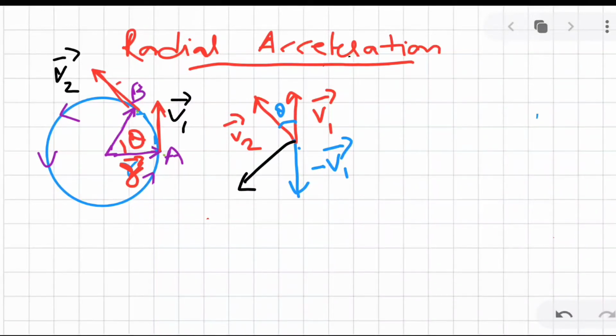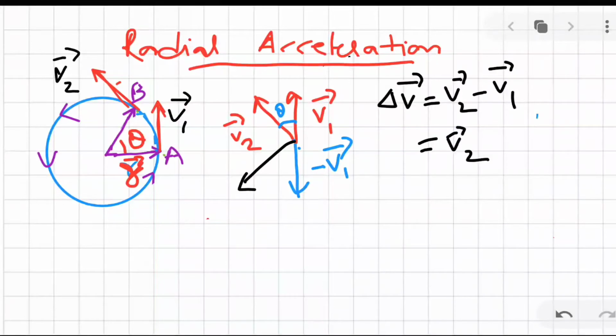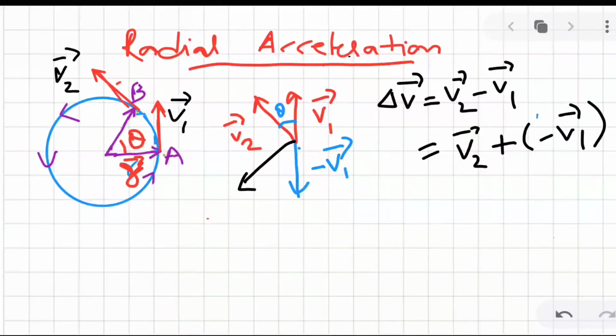So this is delta v, where delta v is equal to v2 minus v1, or we can write this as v2 plus minus v1. That means we are taking the resultant of v2 and minus v1. So this is delta v. Theta is the angle between v1 and v2, so the angle between v2 and minus v1 will be pi minus theta.